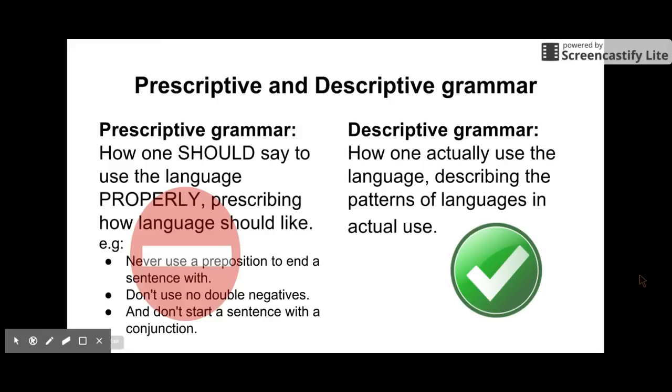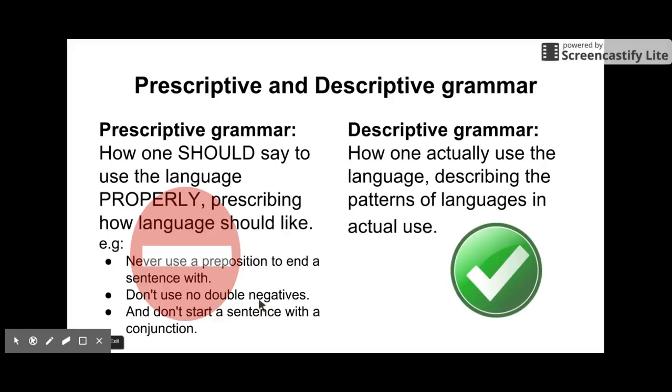Okay, and then the second topic is the difference between prescriptive and descriptive grammar. Actually, this concept is simple, I think. So prescriptive grammar is how one should say to use the language properly. It's prescribing how language should be.